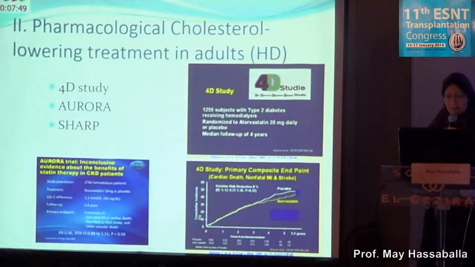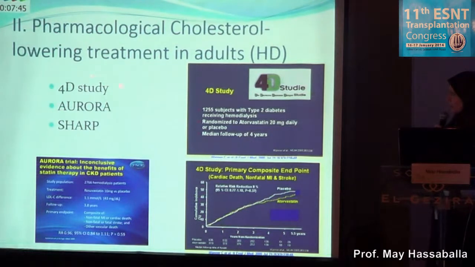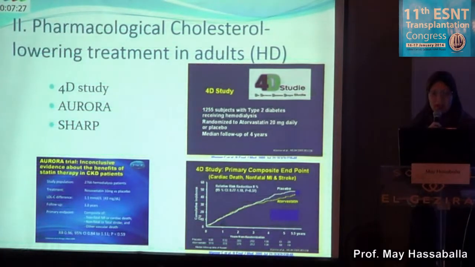And of course, the evidence for this is these studies, which is the 4D study, that utilized atorvastatin 20 milligrams, and the AURORA study utilizing rosuvastatin 10 milligrams. And actually, in these studies, there was no difference in the composite endpoints at the end of the study period.